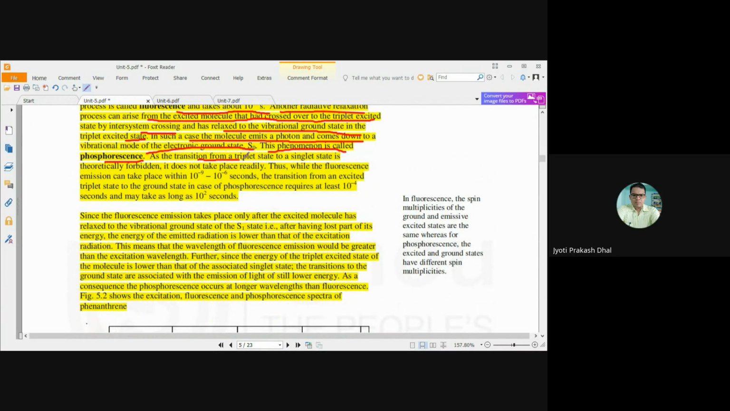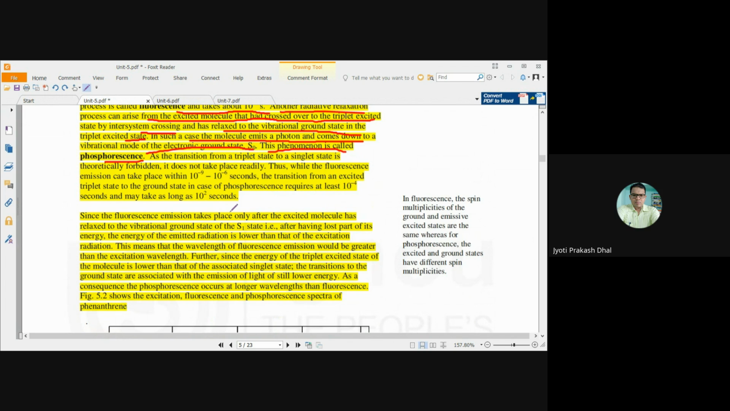As the transition from a triplet state to a singlet state is theoretically forbidden, it does not take place rapidly. So that's why this is a slow process. Thus, while fluorescence takes place, because we know that the transition from the triplet state to the singlet state is forbidden, for this type of transition the electrons in the triplet state first convert into the singlet state, and after that they undergo transition.